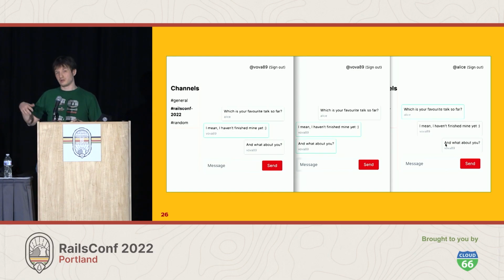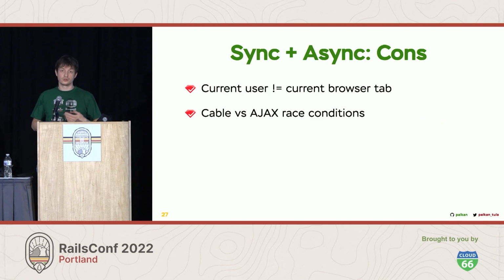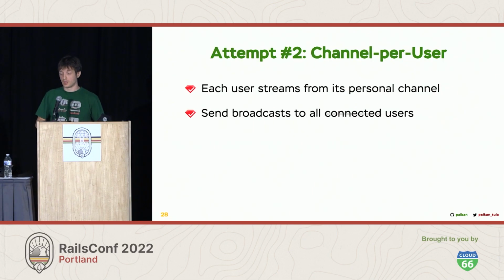It's not the case for every real-time feature, but for chat it's pretty common, and you can find inconsistent behavior here. So we should remember that the current user is actually not the current connected client. They are two different entities. Another problem that could appear here is that cable updates and AJAX responses are unsynchronized. So there could be a race condition, and you can end up with some strange UI artifacts. Another approach, OK, let's move on.